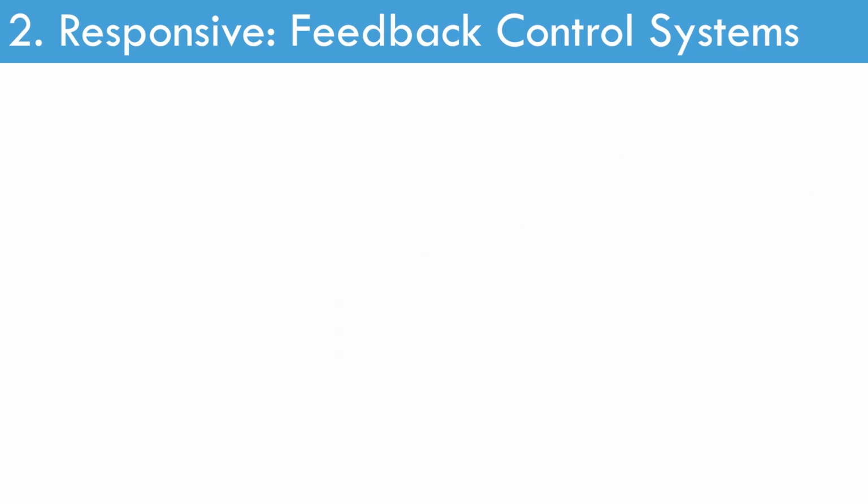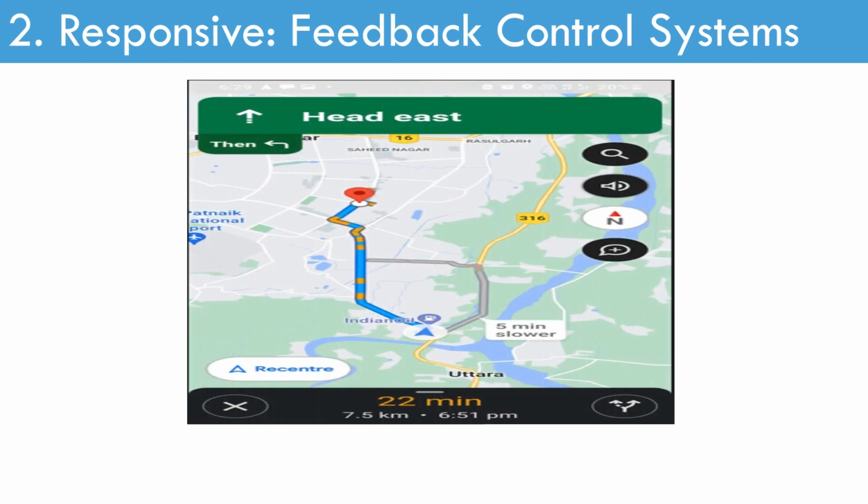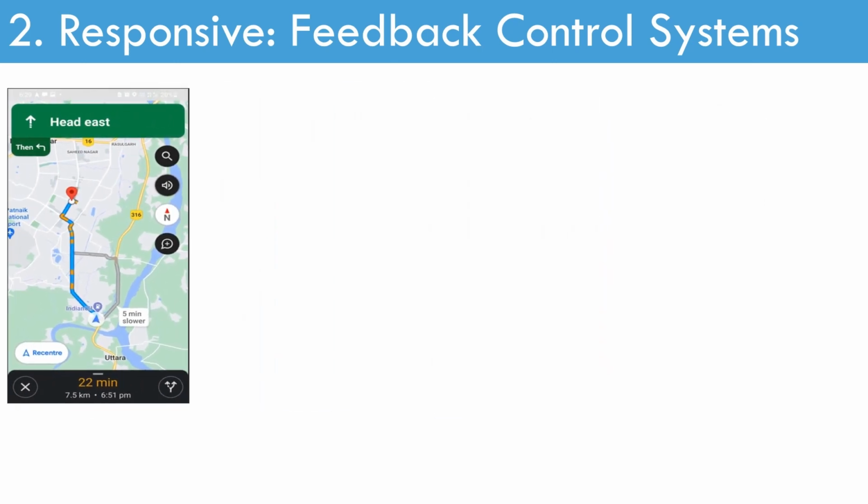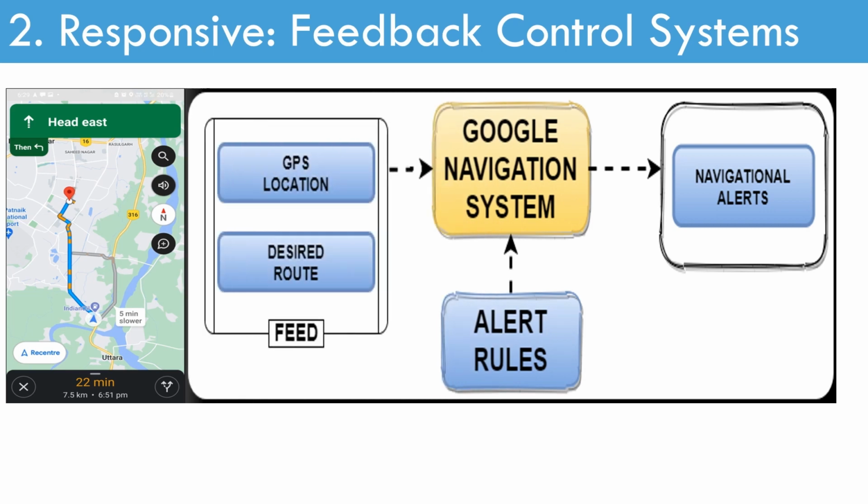Another very common example for this is the Google navigation system that we use on a daily basis. Just set the desired route in the Google navigation system. Then constantly feed our GPS location as we move, so that it can use those location events, along with the inbuilt alert rules and the set path, to constantly guide and alert us as we move.